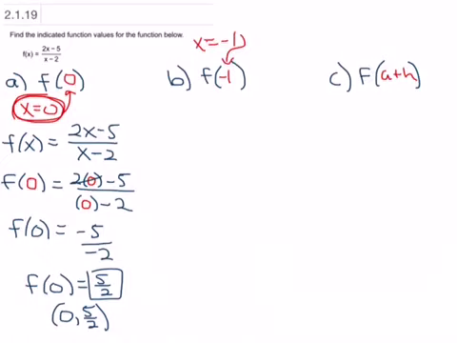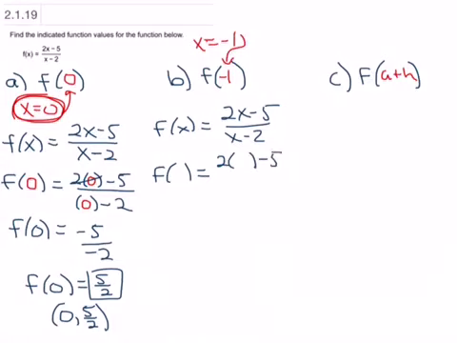So this is what I do. I like to do every problem as much as possible the same way. f of x is given by the formula 2x minus 5 over x minus 2. So everywhere I see an x, I'm going to replace it with parentheses. 2 parentheses minus 5 over parentheses minus 2. That way, depending on what is inside the parentheses in the question, in this case negative 1, is what I can replace inside all of my parentheses.